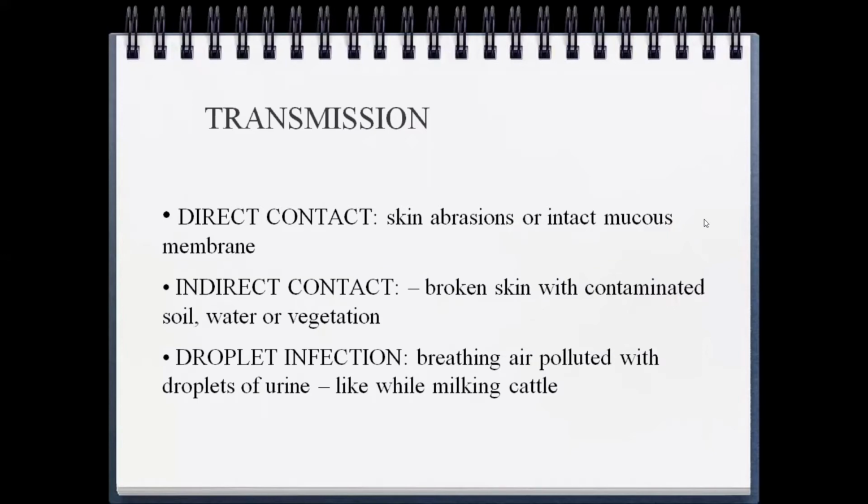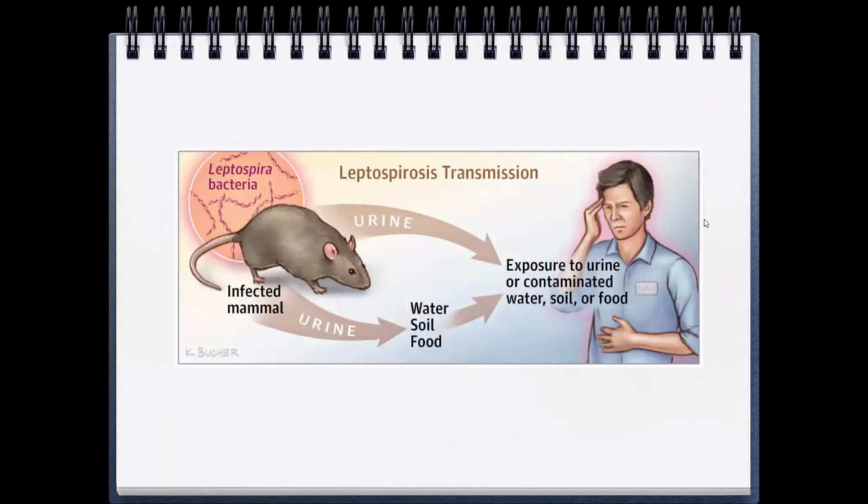So transmission is through direct contact, like if you have skin abrasions or if you get contact with the mucous membrane, it can enter. Indirect contact is from broken skin with contaminated soil or vegetation. Direct means direct contact with the rat urine. Indirect means when the rat urine is contaminating the soil, water, or vegetation. Then there is droplet infection. If you are breathing in polluted air with droplets of urine of different animals, like while milking the cattle, if the droplets of urine are in the air and the person is taking a breath of that. So leptospira can be infected from the urine or direct exposure to the urine.